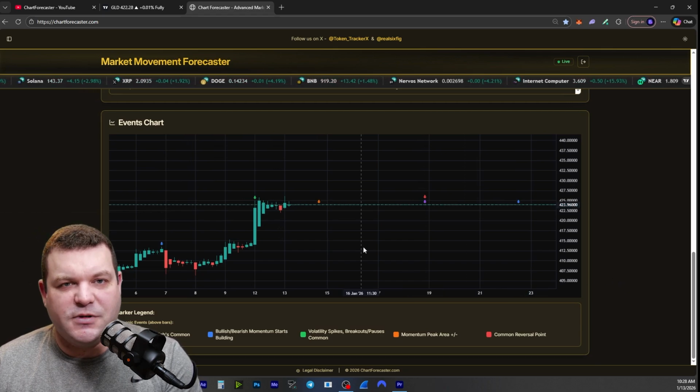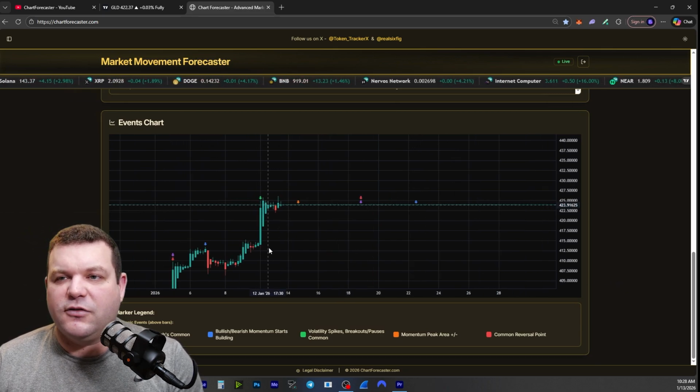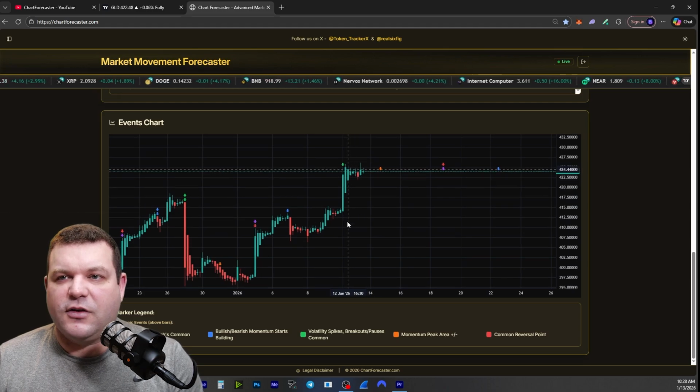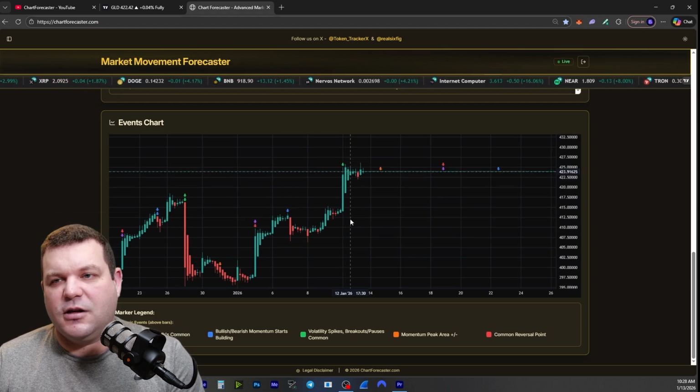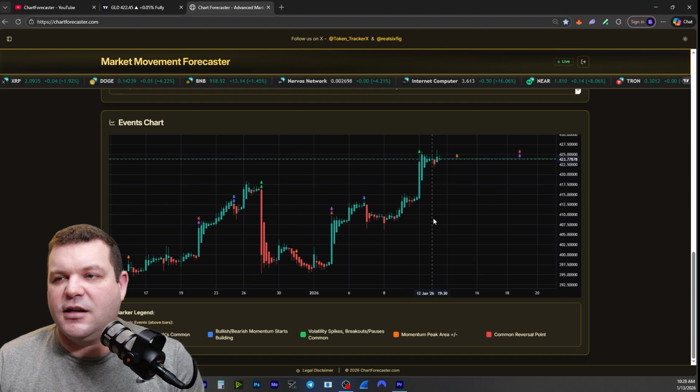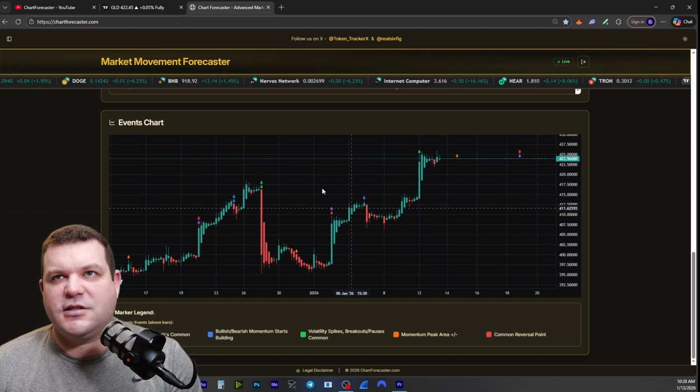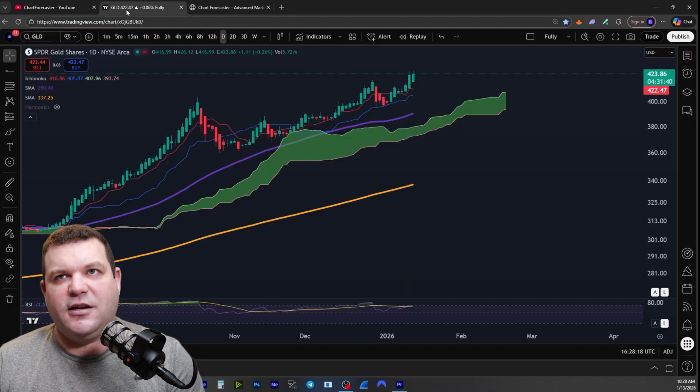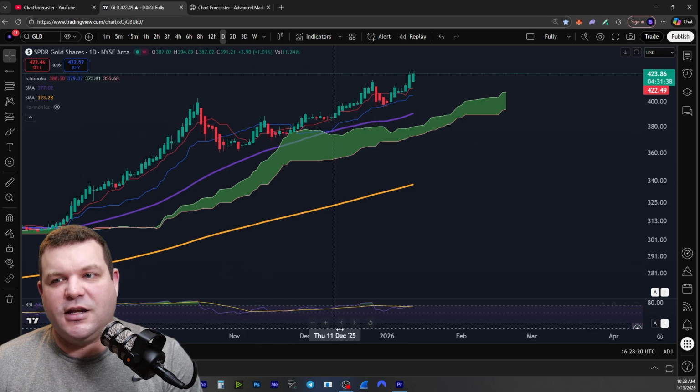Always, guys, consult a financial advisor when it comes to trading and things like that. This is just a tool just as much as the trend lines in TradingView or any of these indicators for that matter.